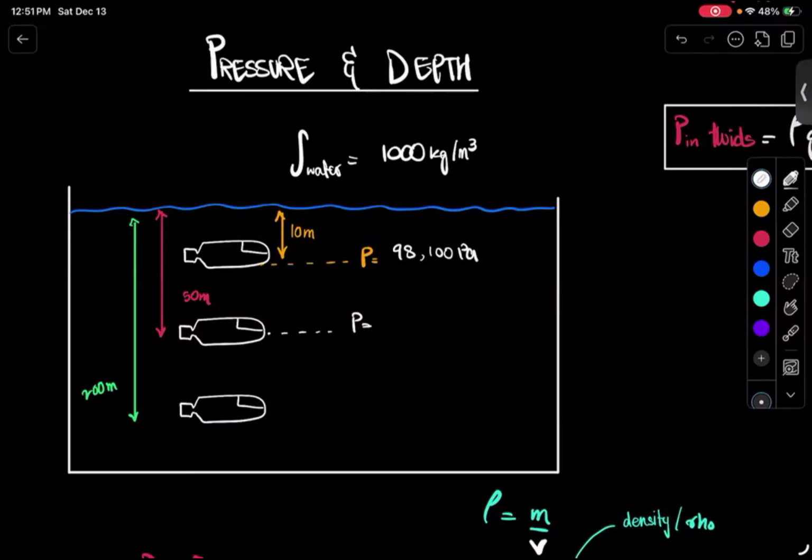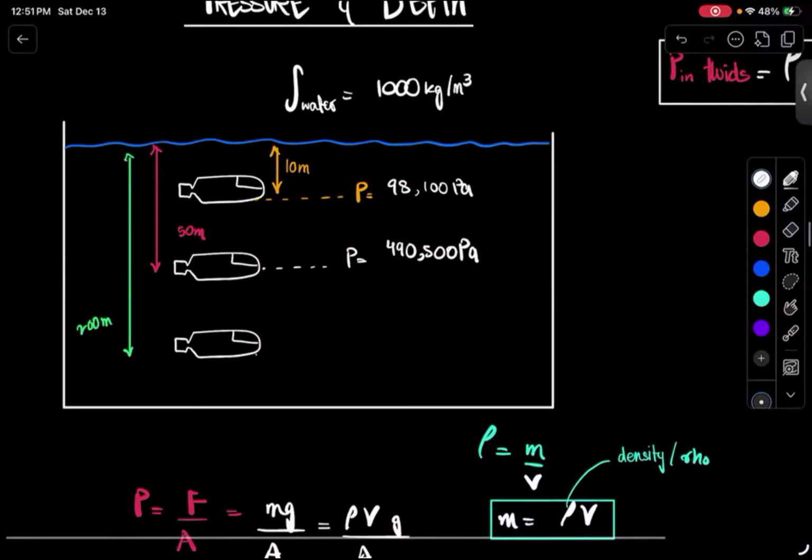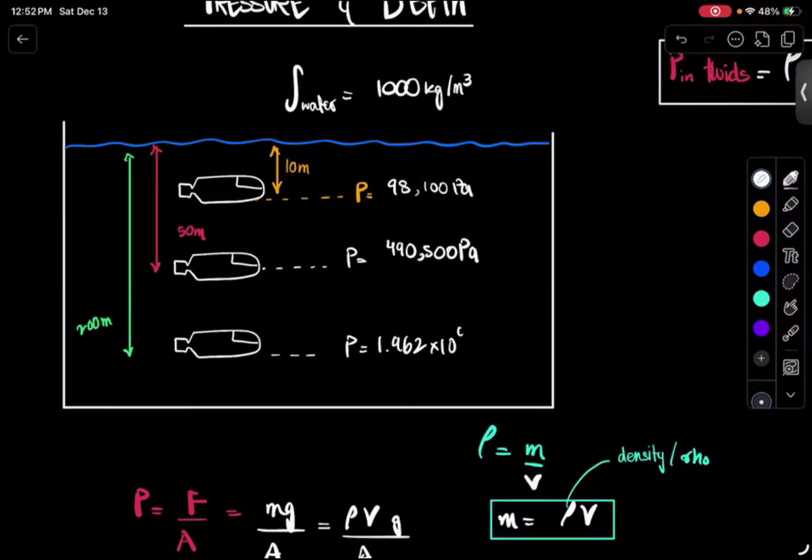Okay. Let's calculate the pressure at 1000 into 9.81 into 50 meters of depth. So clearly it rose to 490,500 pascals. That's a lot. Then if you go to 200 meters, that is extremely, extremely deep, which means this is equal to 1.962 into 10 to the power 6 pascals. So that's like 1.2 million pascals at 200 meters of depth.